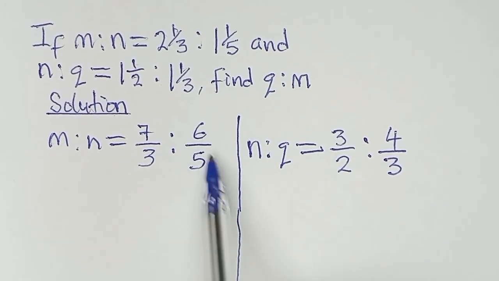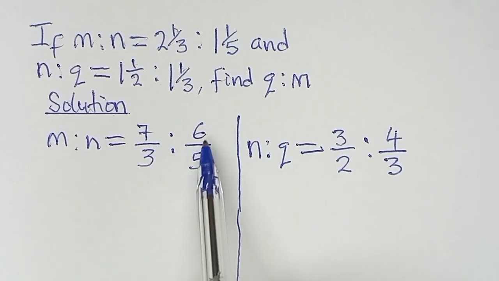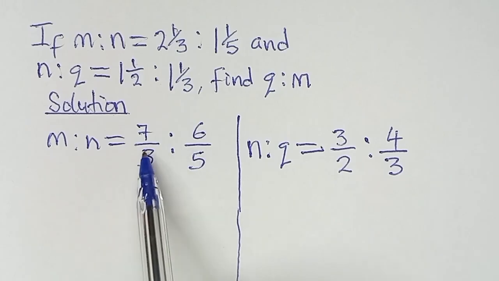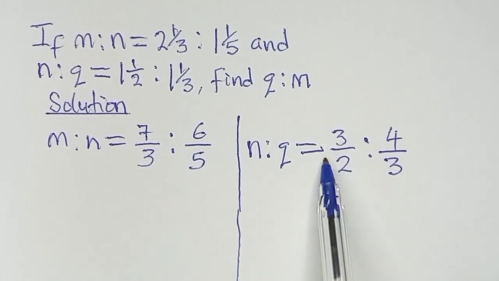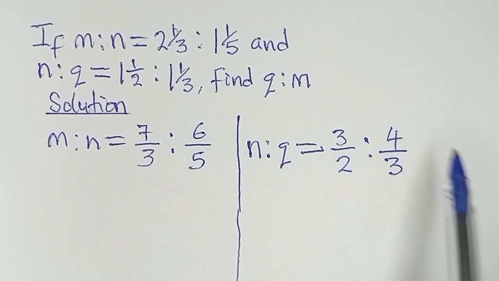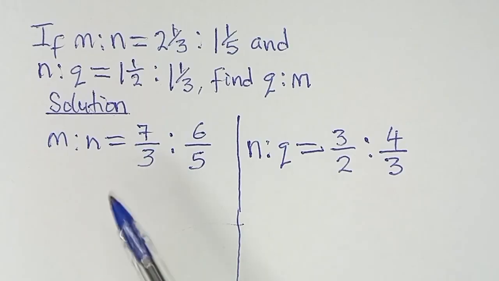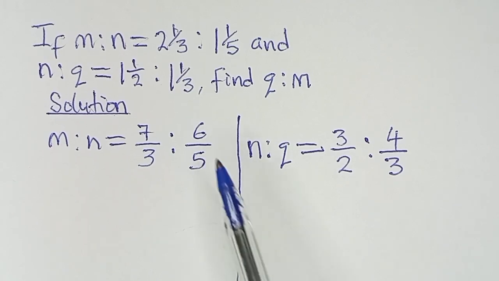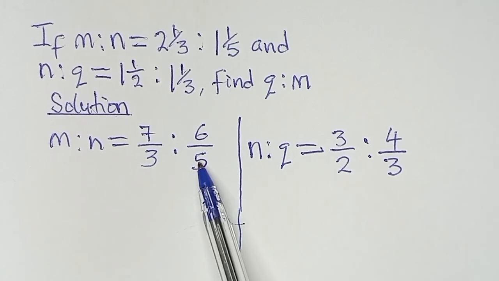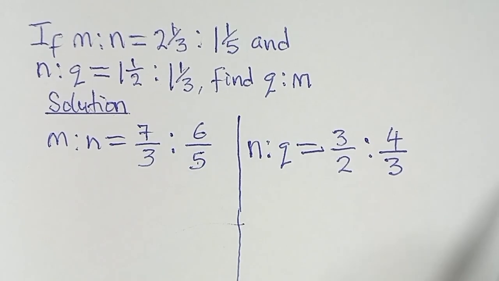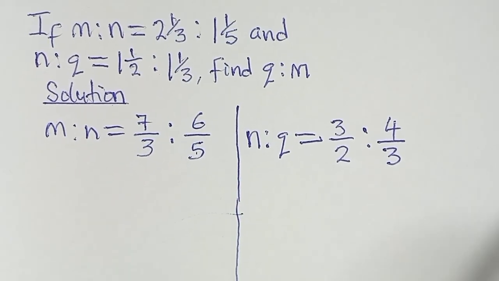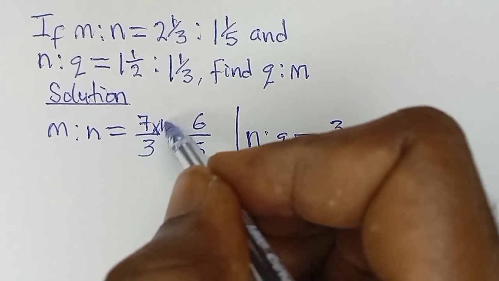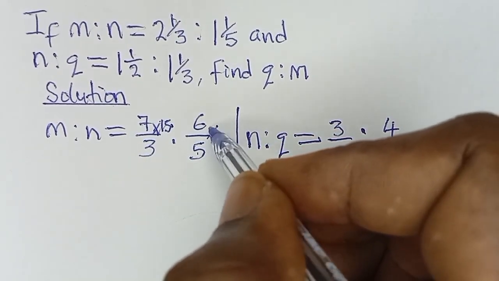So now that we have them as improper fractions, we can go ahead and make n become 1, because this is n, which is 6 over 5. But before I do that, let me clear out the fractions in these ratios and make them whole numbers. For me to make these whole numbers, I look for the LCM of 5 and 3. The LCM of 5 and 3 is 15. So I multiply both of them by 15.